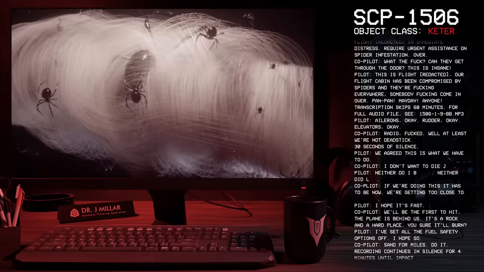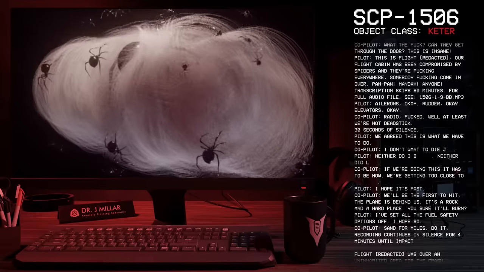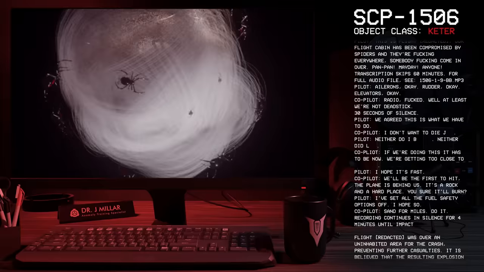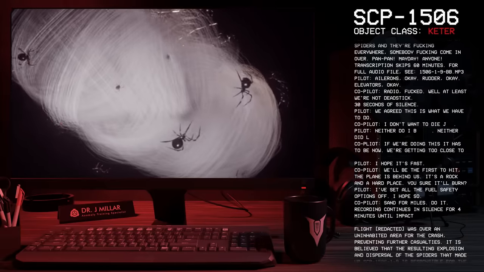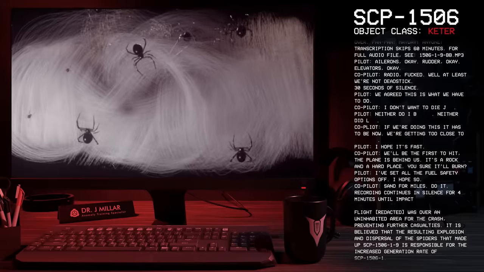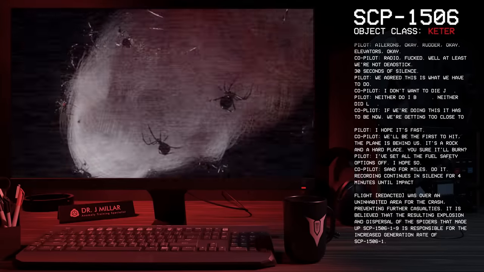We agreed this is what we have to do. I don't want to die. Neither do I. If we're doing this, it has to be now. We're getting too close to... I hope it's fast. We'll be the first to hit. The plane is behind us. It's a rock and a hard place. Sure it'll burn? I've set all the fuel safety options to off. I hope so. Sand for miles. Do it.